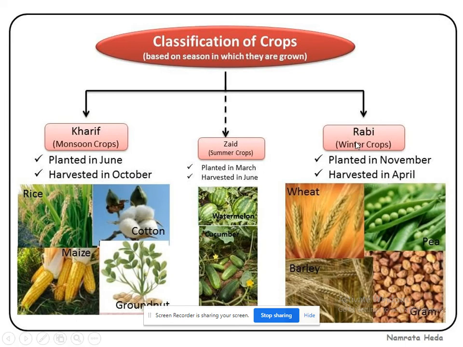So second one is Rabi crops. Rabi crops means what? In which season we are going to cultivate? In the month of November. So these crops are also known as winter crops because these crops we are going to cultivate in the winter season. So they are sown in the month of November and taken out from the soil, harvested in the month of April. Here I have shown some examples of wheat, peas, barley, and chickpeas. These are examples of what here? Rabi crops.